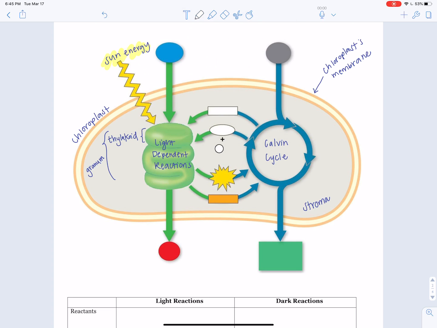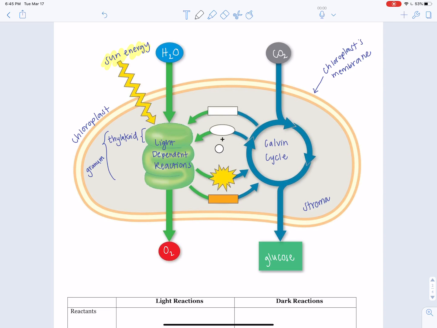So I'm going to fill this diagram in really quickly. We're going to see water coming into the light-dependent reactions and oxygen coming out. So where is oxygen produced? In the light-dependent reactions. In the Calvin cycle, we'll see carbon dioxide being used, and we'll see glucose coming out.